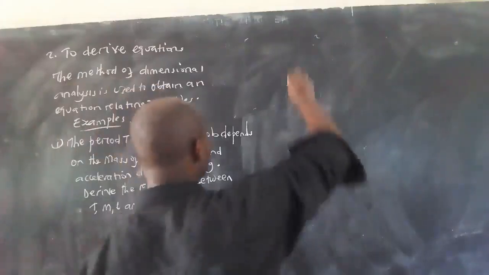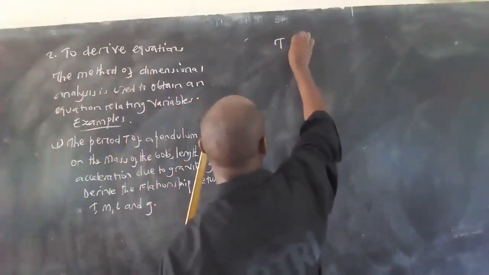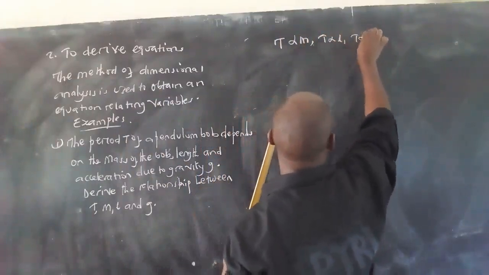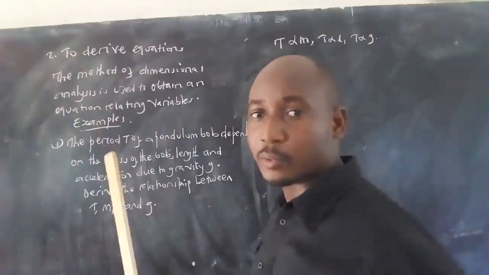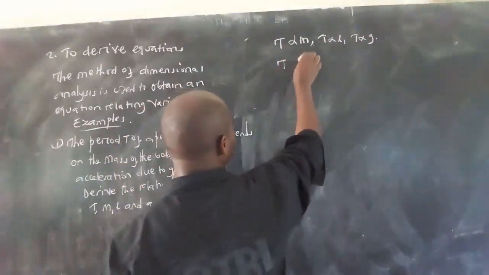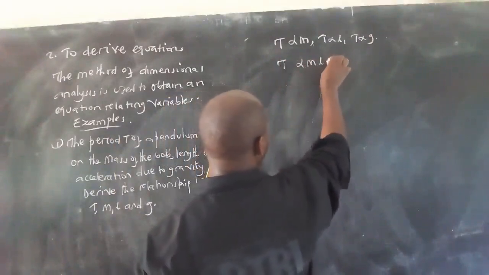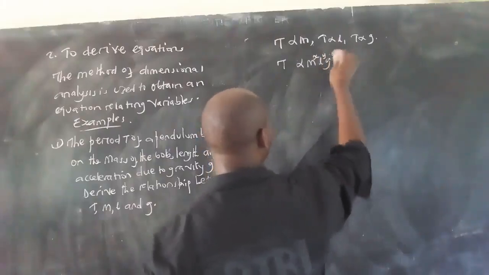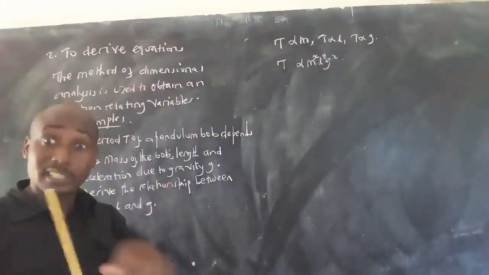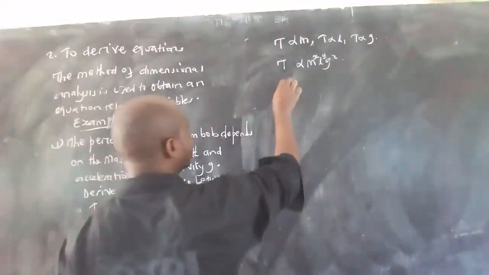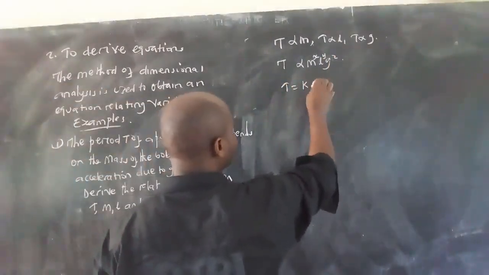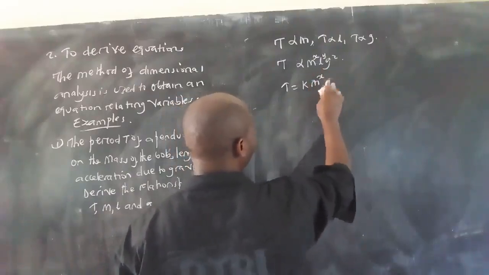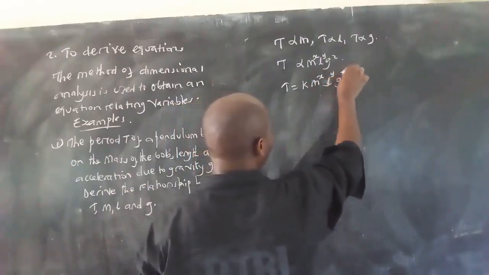So that means the period T depends on mass, T depends on L, T depends on G. Now let's combine those: T depends on M, L, G. But we don't know the powers: this power X, this power Y, this power Z. We can get them by using dimensional analysis. So T will become a constant times M to power X, L to power Y, G to power Z.